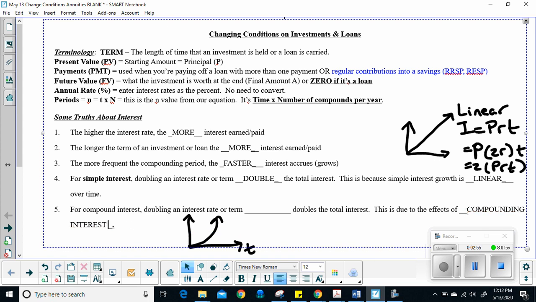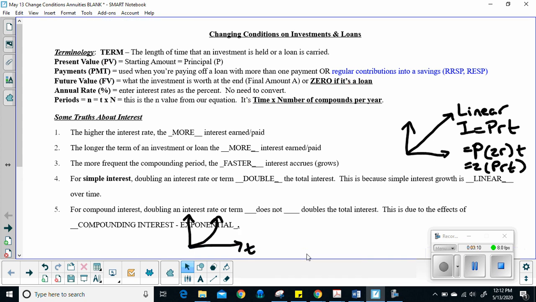Compounding interest, right? Because it's an exponential. So it does not automatically double the interest. It does not double the total interest. So let's do a scenario with our calculators and let's figure this out.